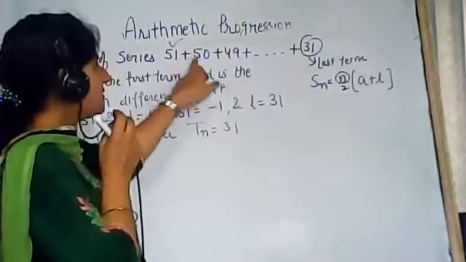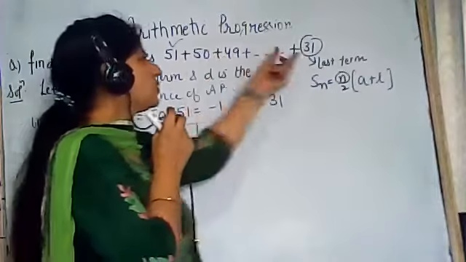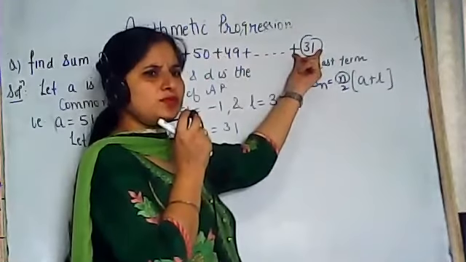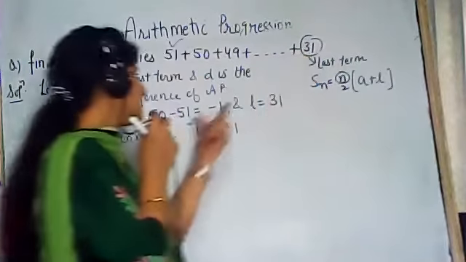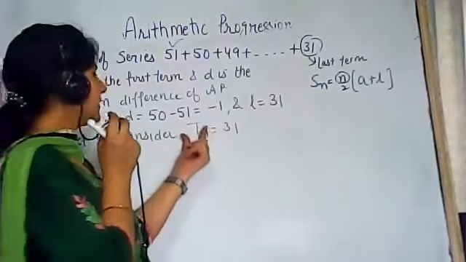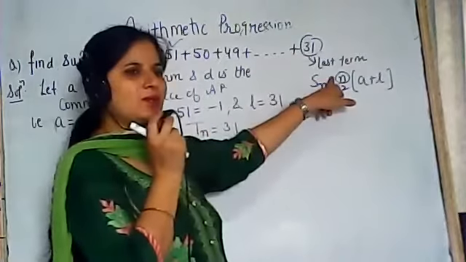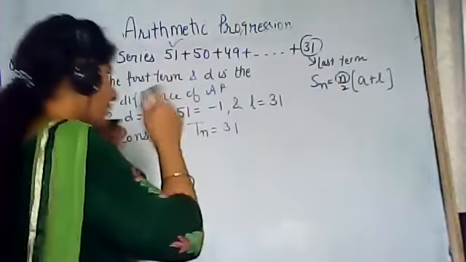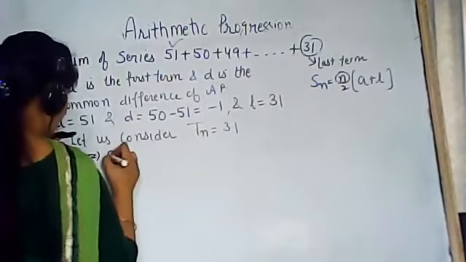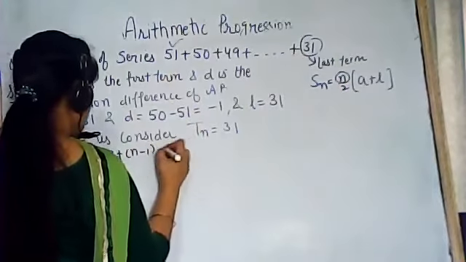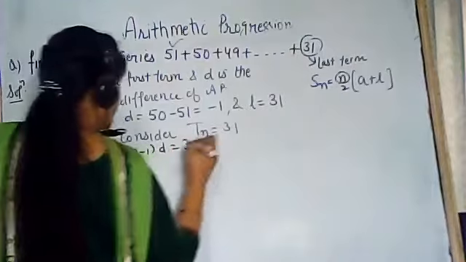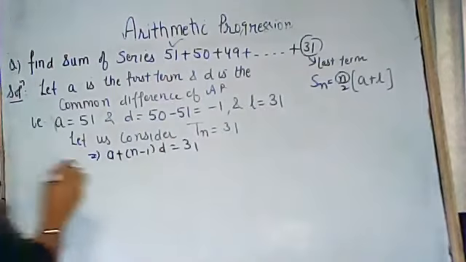Since this is our first term, second term, third term, we don't have any idea about the position of this last term. So let us consider this is our nth term. Then by applying the formula of nth term, we shall calculate the value of N. So what is the formula for nth term? A plus N minus 1 into D. And the right hand side will be the same, which is equal to 31.